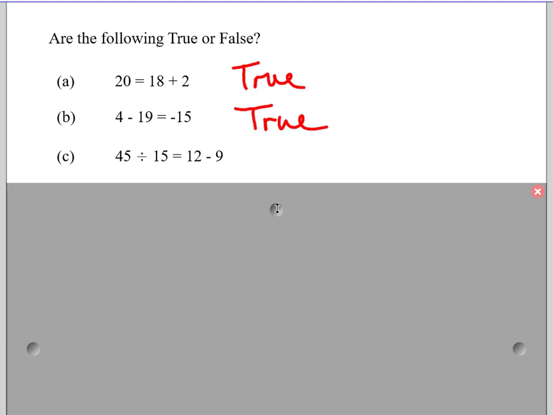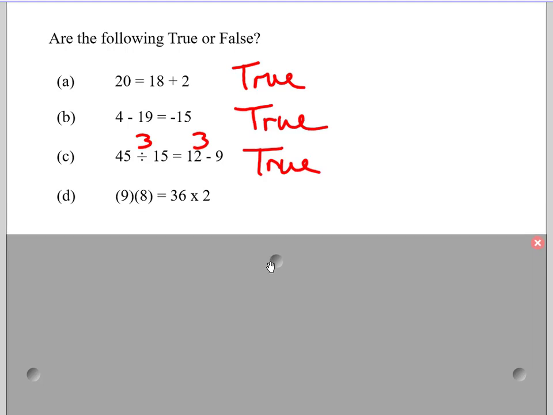All right, 45 divided by 15, does that equal 12 minus 9? So you may have to do a little bit of work here on each side. How many 15s fit into 45? 3 of them. And then 12 minus 9, that's 3. So does 3 equal 3? Yep, this is a true statement.